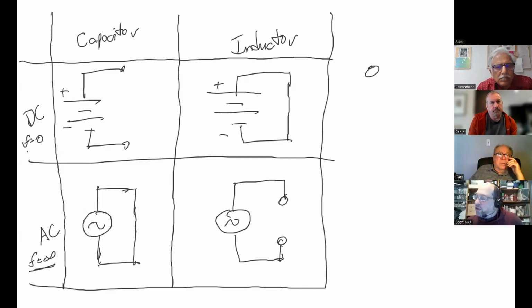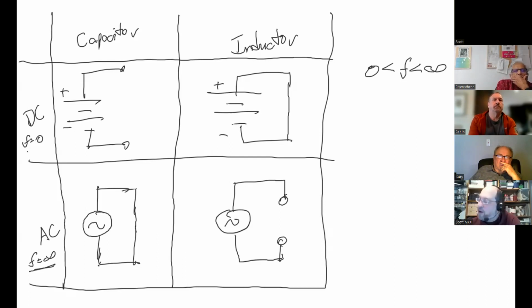So if we have 0 is less than our frequency is less than infinity, that's when things get interesting, because a capacitor doesn't completely look like a short circuit, and an inductor doesn't completely look like an open circuit. They actually have another thing called Z, which is impedance. And that's measured in ohms, which is the resistance to flow of AC current.